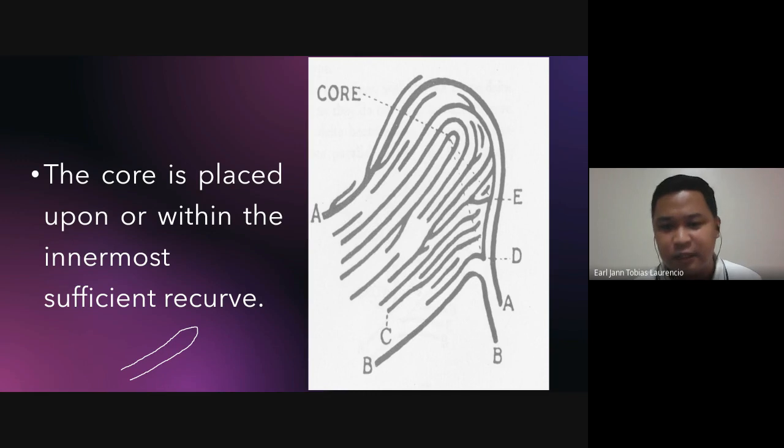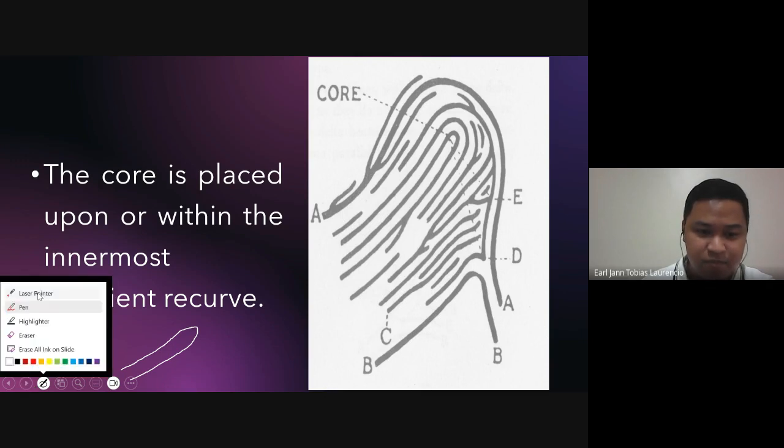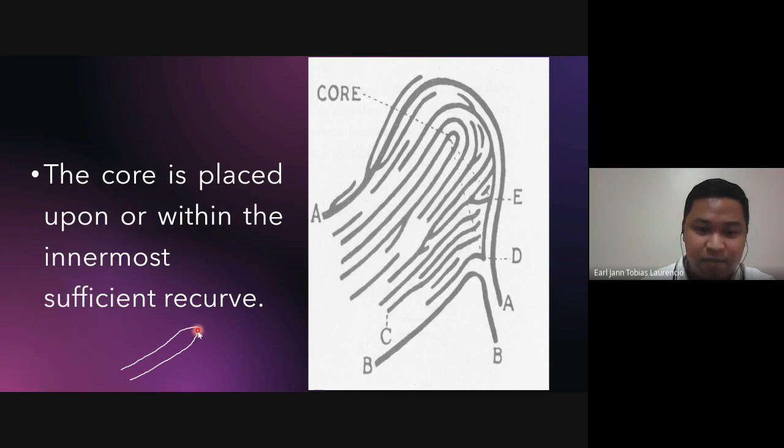Now, the rule states that if the innermost ridge is a sufficient recurving ridge, the core is placed within that ridge. But where particularly? What part of the recurving ridge? Before we answer that, let us first identify this part of the recurving ridge. Let me use my laser pointer. This one, the one being pinpointed by the laser pointer.